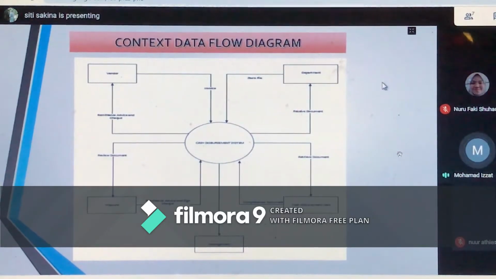The second entity is the department. We use an arrow symbol to the system to store the file. The system gives the department an arrow symbol to receive the document. The third entity is the treasurer, who reviews the document. The arrow given to the system is to sign the check. The fourth entity is the cash disbursement clerk, who retrieves the document and completes the document. The last entity is management, which the system gives a payable report from the cash disbursement system.